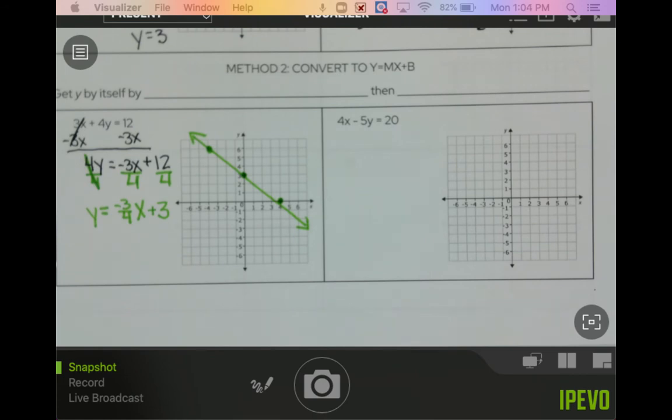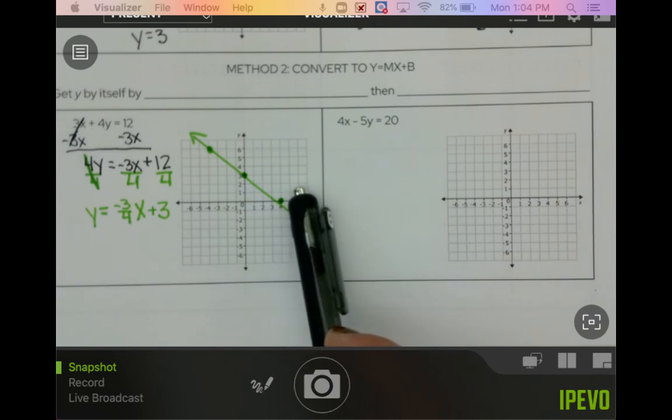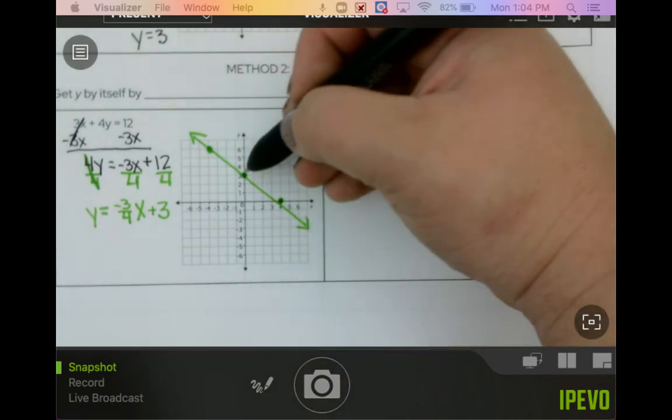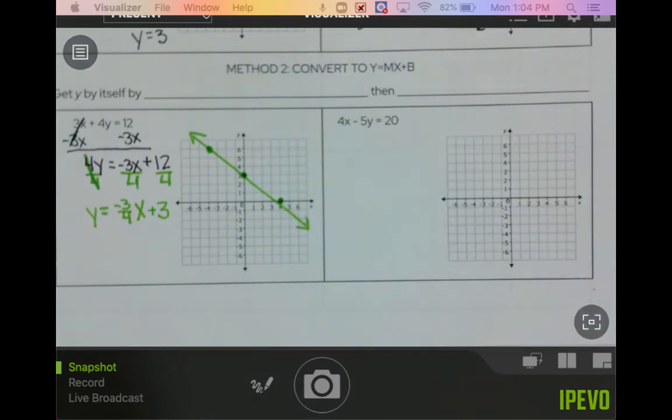Yes, John? Why is it negative 3? Why does it go up? Something positive. Because then I switch to the left. So I'm going down 3, right 4. Is that what you're asking? I went this way first, but then I ran out of space, so I reversed everything to go the other direction too.